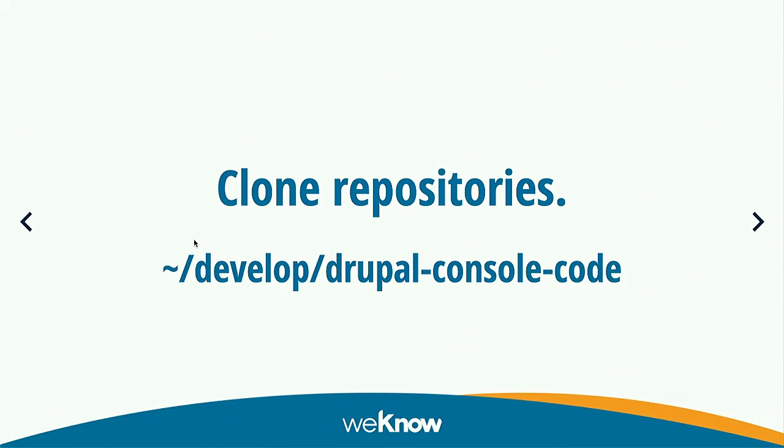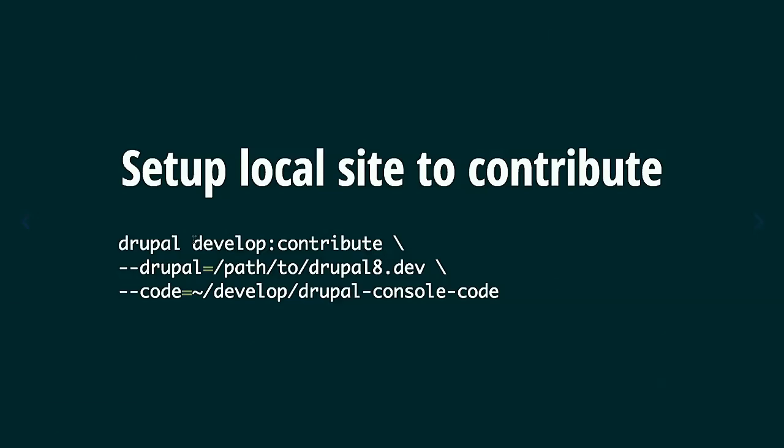Let's say I'm going to use Drupal Console code as a directory, and from here I will clone different projects. The only thing you need to do is run the develop contribute command. This is a global command that we provide in order to have this in your system. Make sure you run Drupal init, and you need to pass two options.